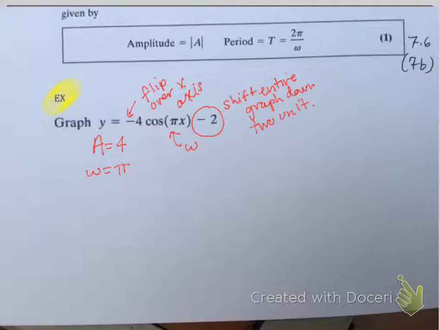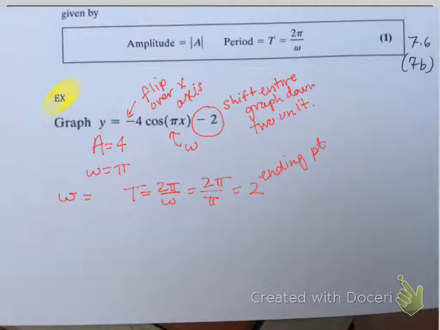Okay, so what do I do first here? Most of the time, the first step that I'm going to take care of is omega, and we'll take care of the amplitude. So omega, remember, we can find that period by taking T equals 2 pi over omega. So 2 pi over omega is pi, T equals 2. Alright, that's your ending point. So instead of ending at 2 pi, you're going to end at 2.